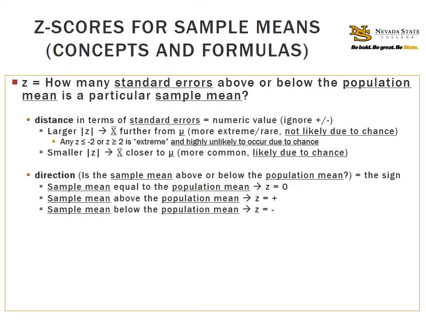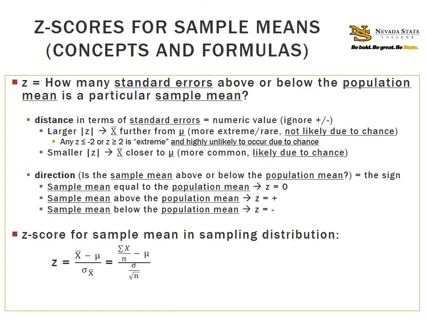So instead of comparing a score to a mean, we're comparing a sample mean to a population mean. If your sample mean is equal to the population mean, z is 0. If your sample mean is above the population mean, it's positive. And if your sample mean is below the population mean, your z-score is negative.